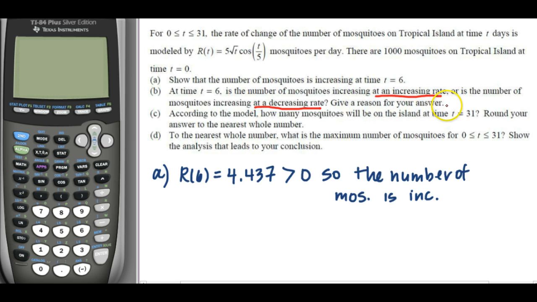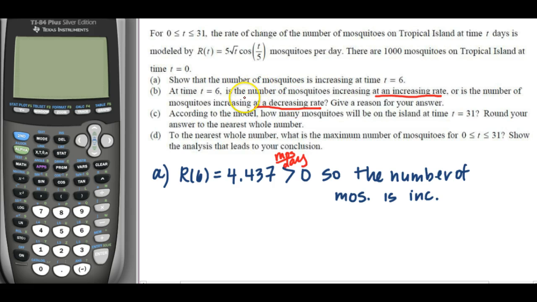Alright, so part B really pushes whether or not you understand, again, the concept of rates. So we just said that even though this has no prime notation, this r of t function is a derivative. It represents a rate of change with the units in mosquitoes per day. So substituting in 6, r of 6 was 4.437, but again, the units would be mosquitoes per day. So on day 6, the rate of change is 4.437 mosquitoes every day.